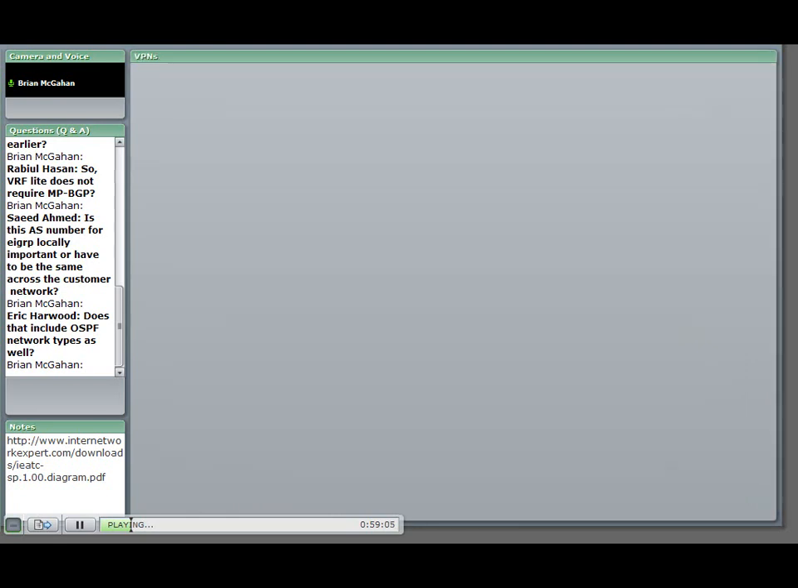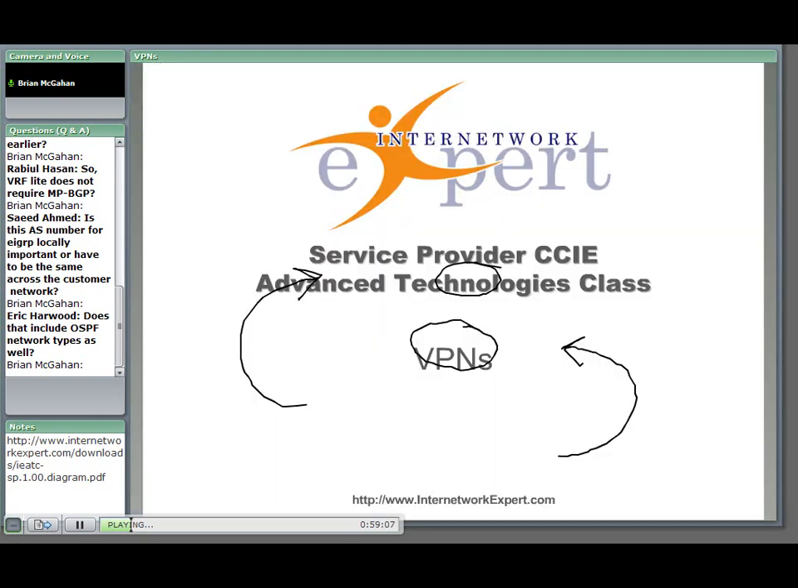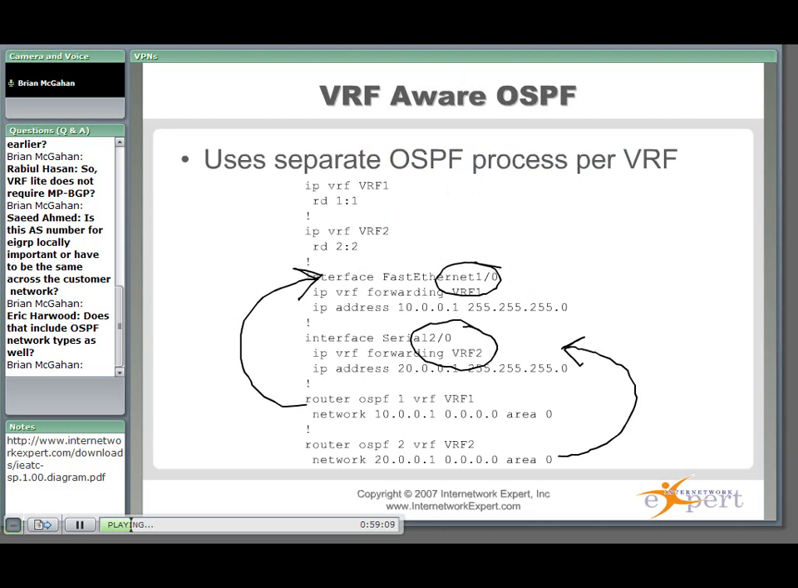So when we do PE to CE routing with MPLS VPNs, these are the different protocols we're going to be dealing with. So we can do static routing, we can do RIP version 2. Technically, we could use RIP version 1 if you wanted to, but you're really not going to see that. We use static routing, RIP version 2, EIGRP, OSPF. Then we can also run VRF aware BGP.